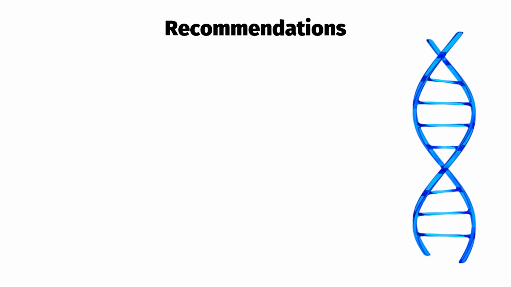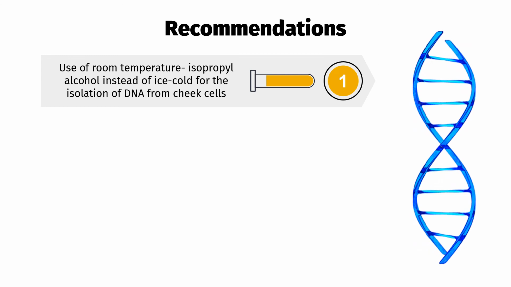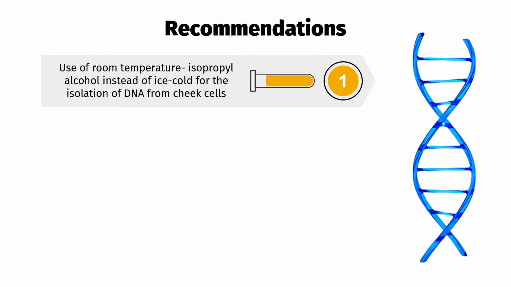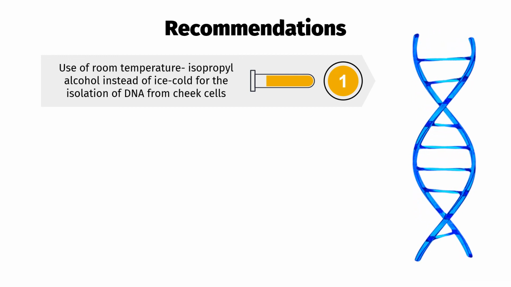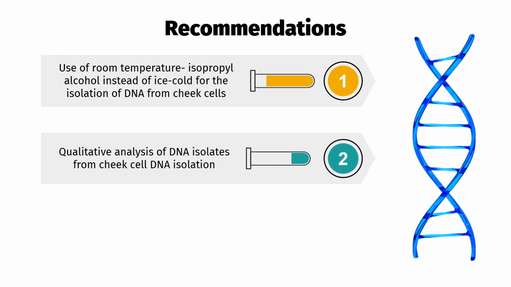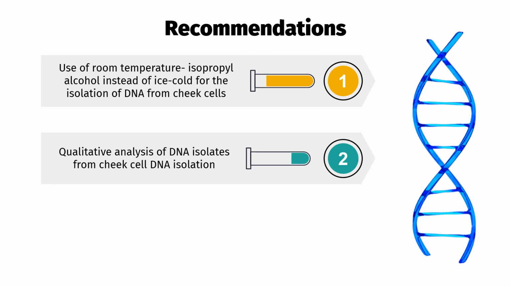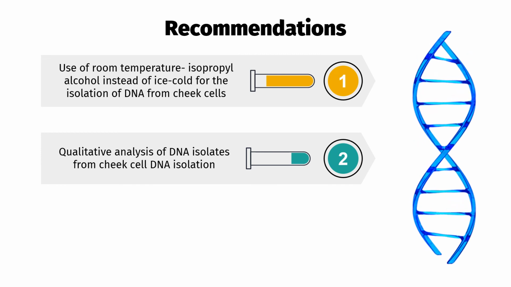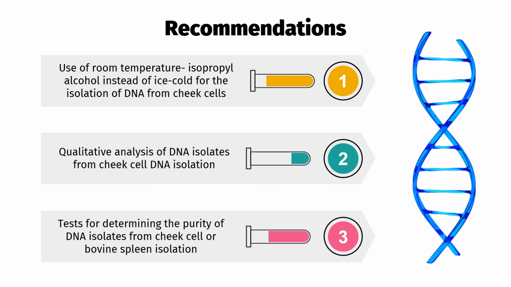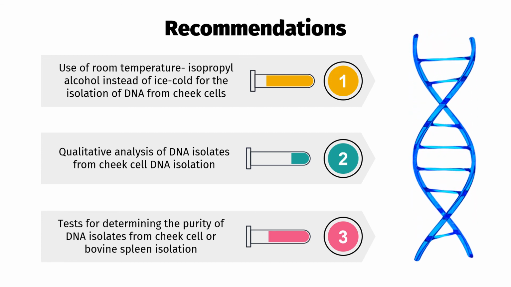It is then recommended that room temperature isopropyl alcohol be used for future DNA isolation from cheek cells using household products to avoid accumulation of salt precipitates. Qualitative analysis of the DNA isolates is suggested to ascertain that DNA is indeed present in the isolated samples. Also, tests for determining the purity of DNA isolates for the cheek cell or bovine spleen isolation may be done.